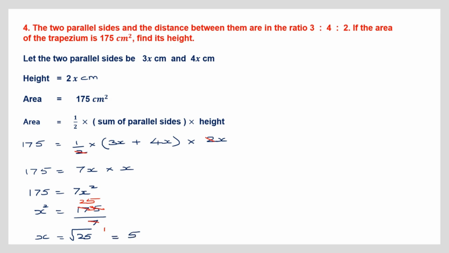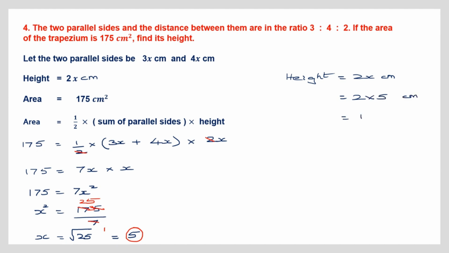So we have found the value of x, but what have we been asked to find in the question? In the question, we've been asked to find the height. So here we said height is 2x centimeters. So now we know the value of x. We can substitute 2 into x and x is 5. 2 into 5 centimeters.